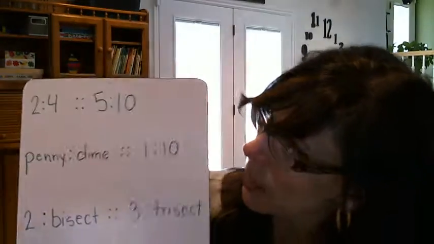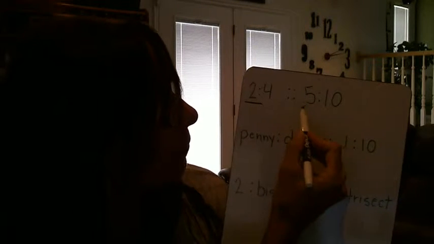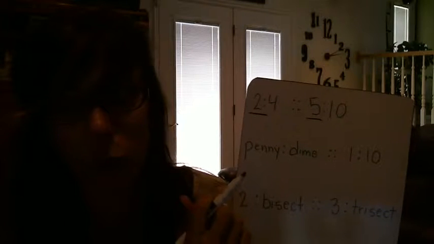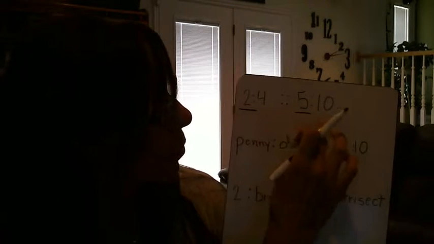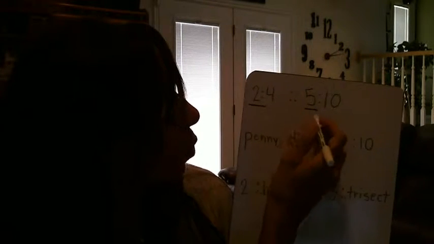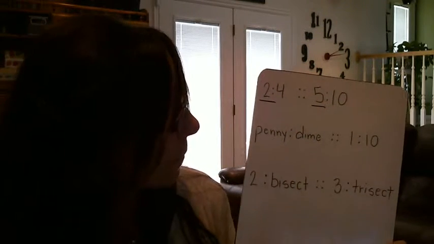Well, we can see that 2 is half of 4, and 5 is half of 10. And so that's how they're relating the two to one another. So it's a relationship between two elements. These two are related to these two over here. 2 is to 4 as 5 is to 10. So 2 is half of 4, 5 is half of 10.